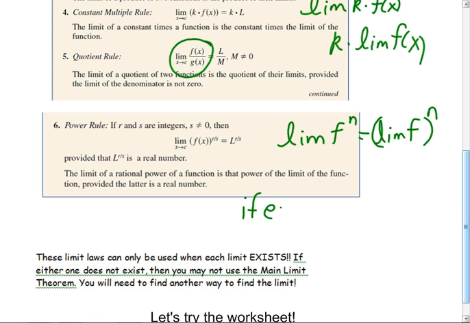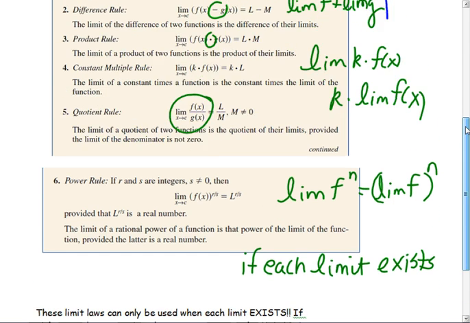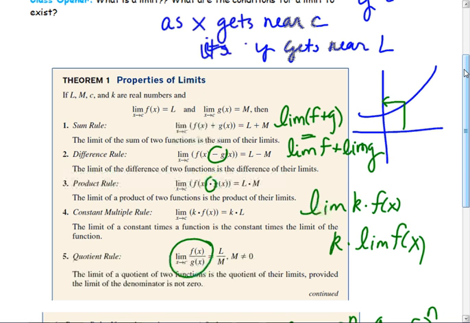If each individual limit exists. Otherwise, you can't do it. So if you end up with one of these limits, like f or g, if they don't exist, then you cannot add their limits individually. You're going to have to actually do it this way.